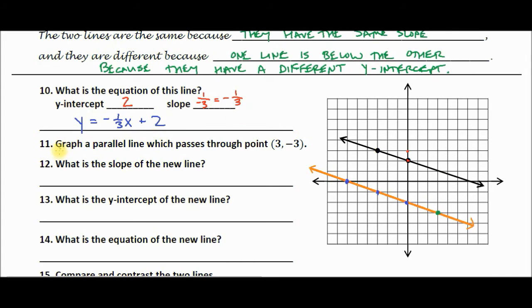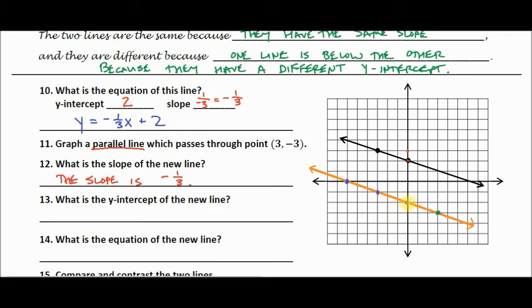Question number 12. What is the slope of the new line? Well, it's parallel. What do we think, class? The slope is the same. So the slope of the new line is negative 1/3. All right, you know what? Let's change this. We should be writing these as complete sentences. What is the slope of the new line? The slope is negative 1/3.